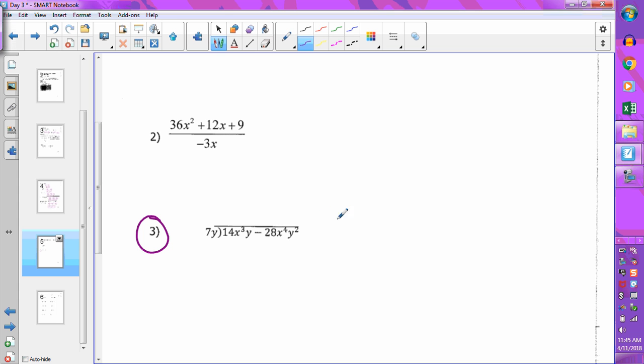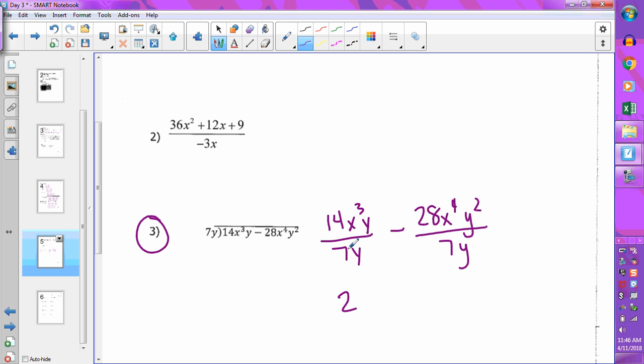So for this one, I'll set it up. 14x to the 3rd degree y divided by 7y minus 28x to the 4th degree y to the 2nd degree over 7y. So 7 goes into 14 2 times. There's no x here to subtract from, so that's just going to be x to the 3rd degree. Our y's are going to cancel out because it's the same thing as having an imaginary 1 here. So 1 minus 1 gives me 0.